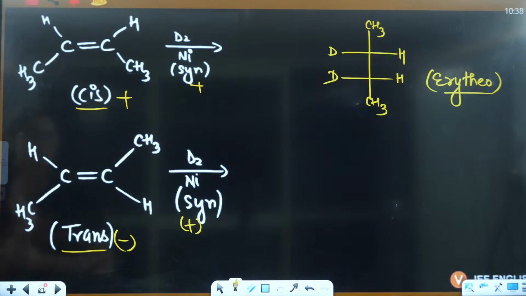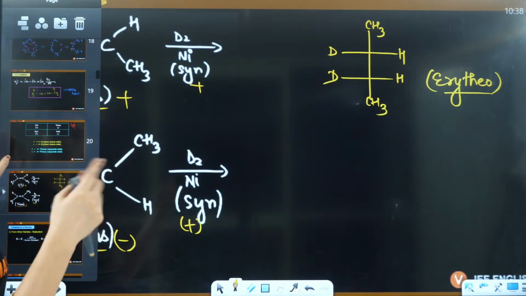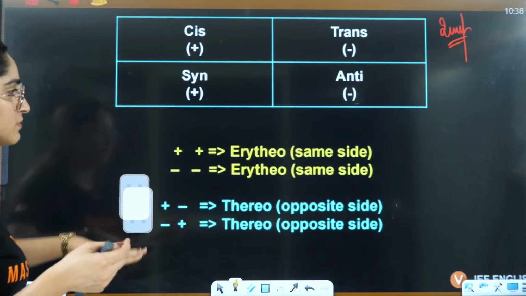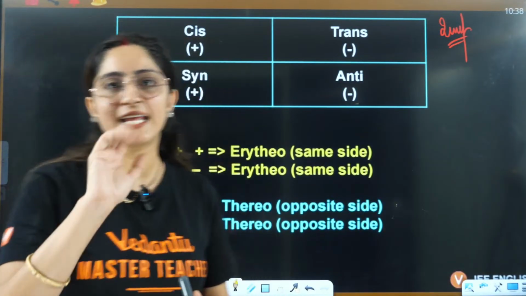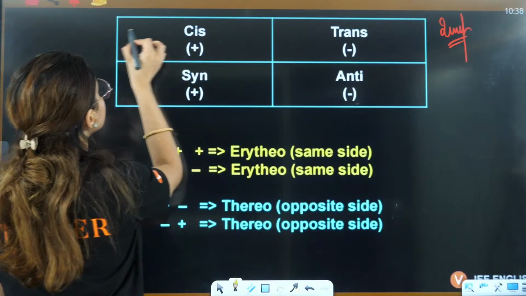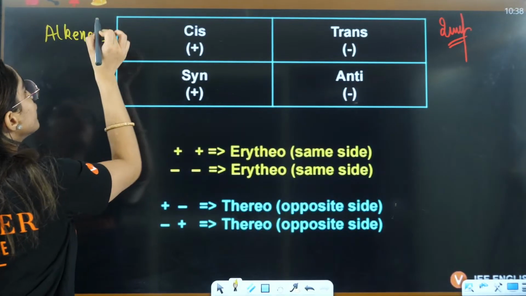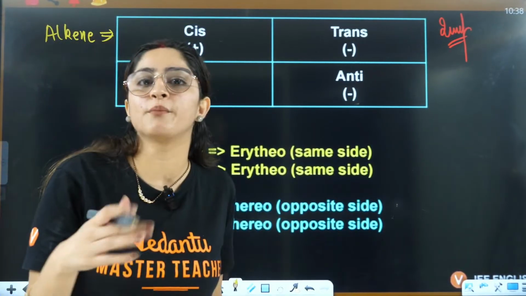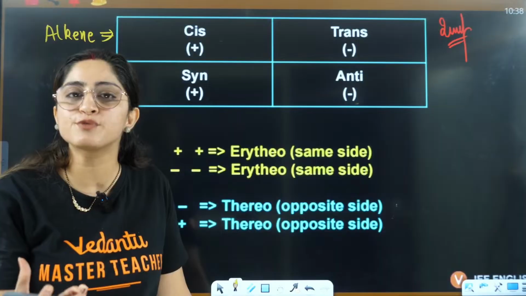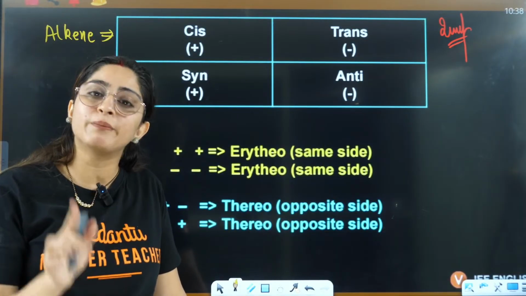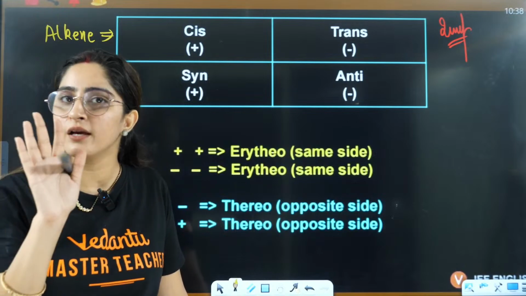Yes, but I am again repeating this for those students who are finding it tough to understand. Guys, see, alkene can be of two types. This is the type of alkene that you can have. Actually, we are looking for the stereochemistry of the product that is formed after hydrogenation, whether it will be threo product or erythro product.